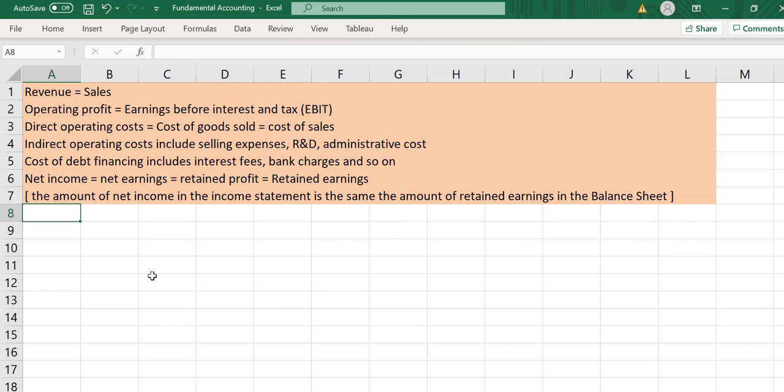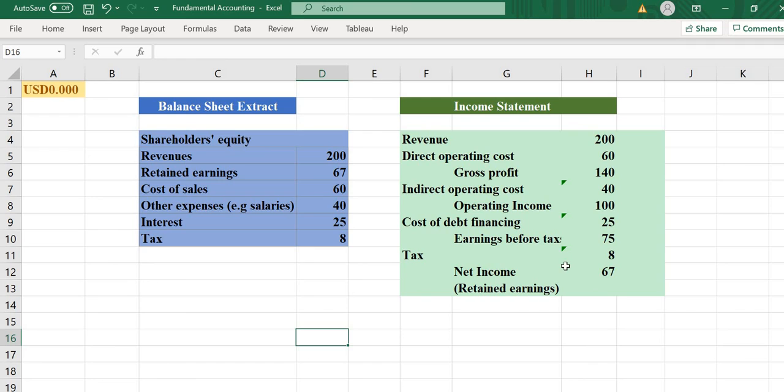Remember, I want to move to the previous slide. When we calculate net income in the income statement, this amount is calculated from revenues, direct operating costs, indirect operating costs, cost of debt, and tax rate. This amount is exactly the same as the retained earnings on the equity side in the balance sheet.